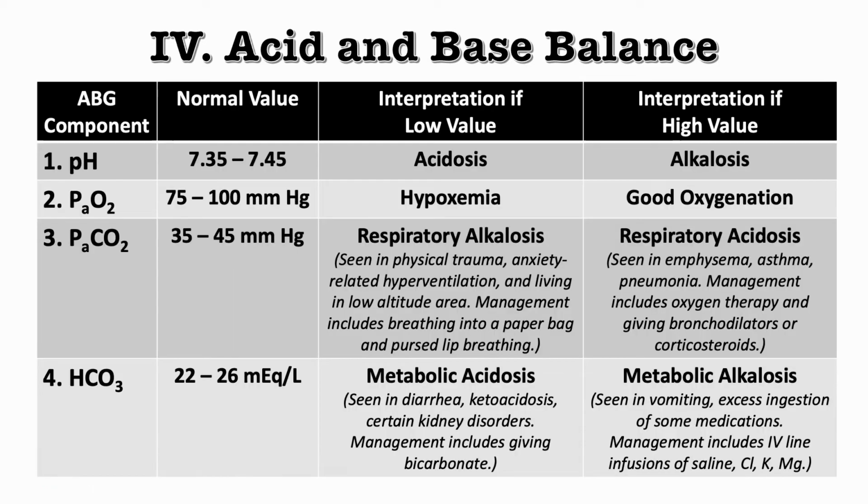How do we now interpret these ABG values? If the power of hydrogen is low, there is acidosis. If high, alkalosis. A pH of 7 is neutral. PaO2, if low, hypoxemia. Hypoxemia is low oxygen in the blood, which can lead to hypoxia, which is low oxygen in the cells. This warrants a need for O2 therapy or support. If high, there is good oxygenation in room air.